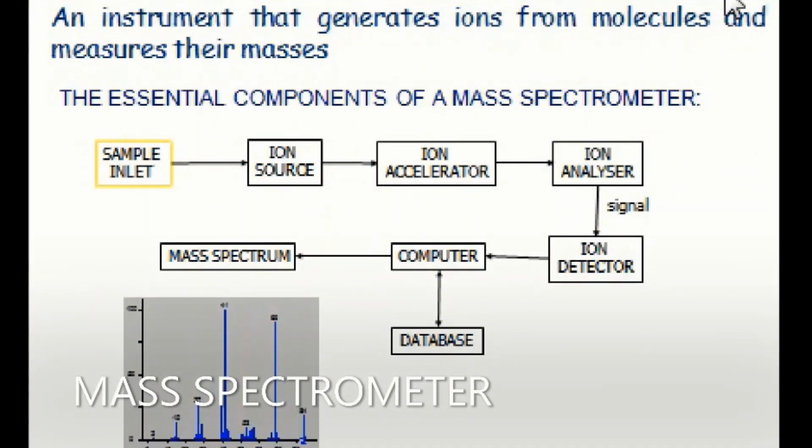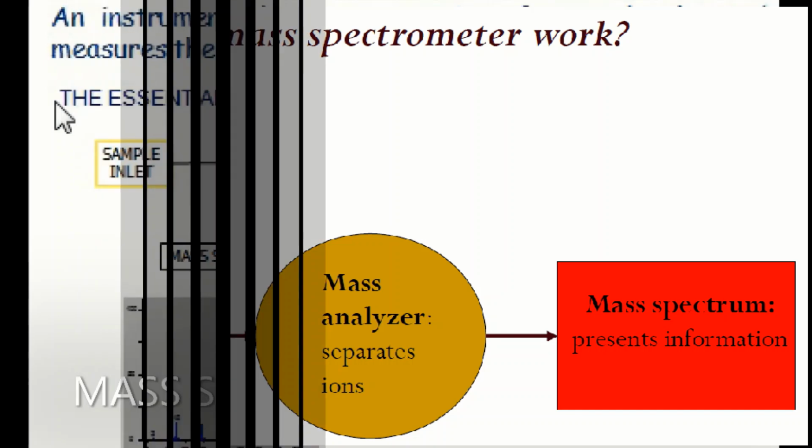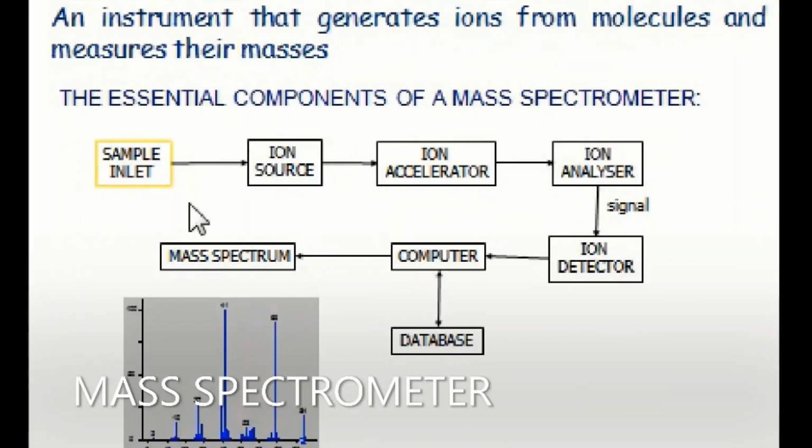So in this video I'm going to tell you the basic instrumentation of a mass spectrometer. Before going to the instrumentation, you should be aware of what a mass spectrometer is. It's an instrument that is used to analyze a number of different molecules or atoms based upon their mass to charge ratio. So how does it work? That's what I'm going to tell you in this video. Here is a block diagram of the instrumentation.